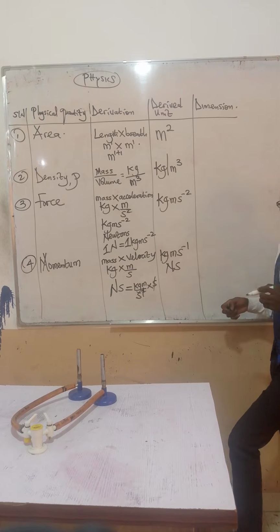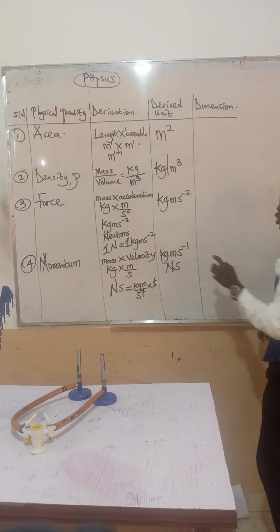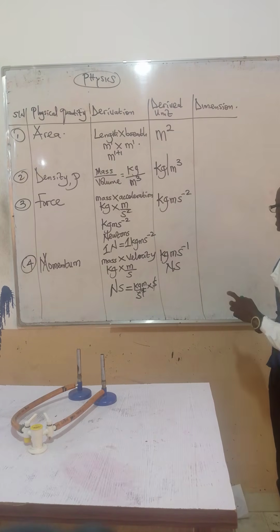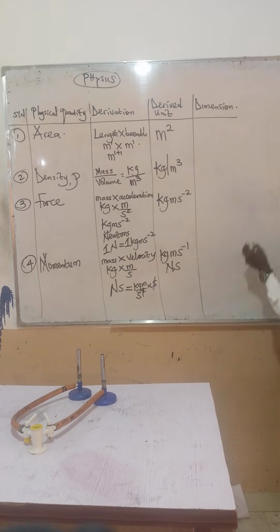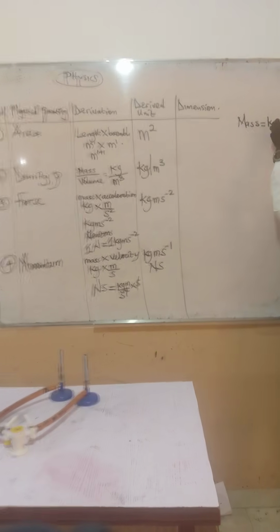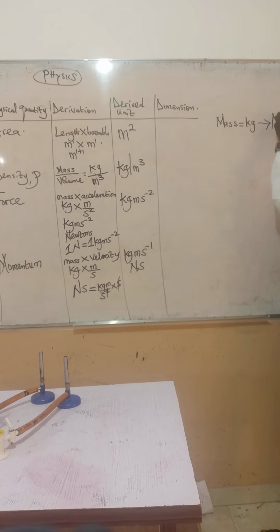Okay, if you want to give the dimensions, you are working with 3 of the fundamental quantities, that is mass, which is in kilogram. You represent kilogram with capital letter M. Then you have length, which is measured in meters. You represent that with capital letter L. And you have time, measured in seconds. You represent that with capital letter T.